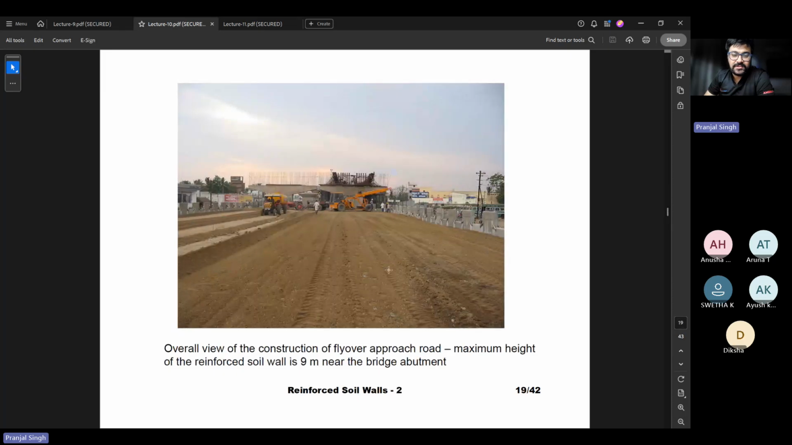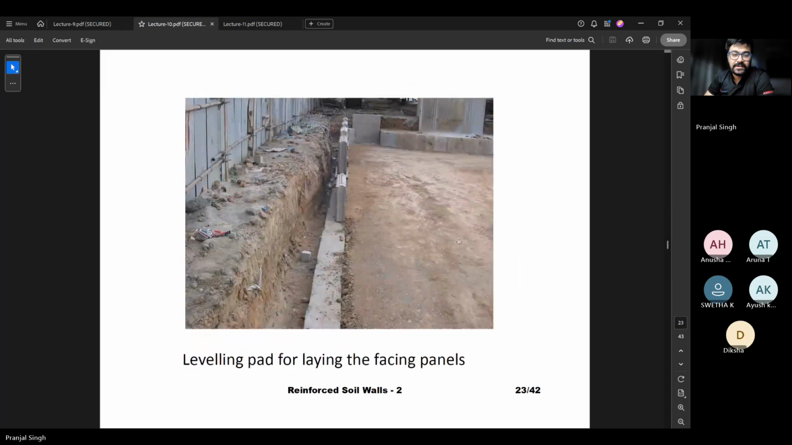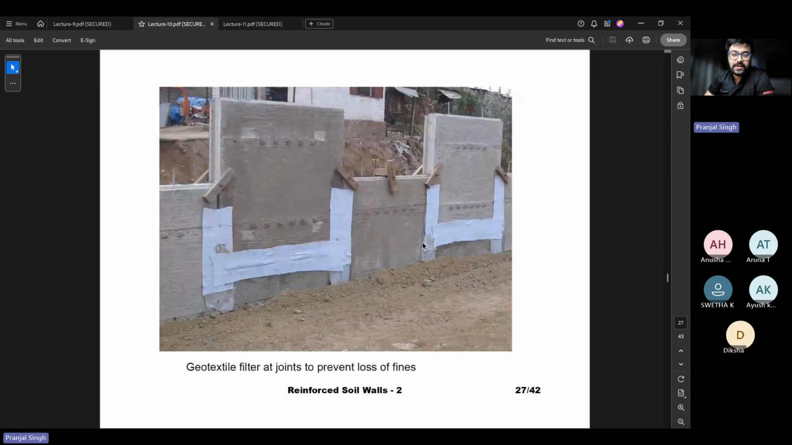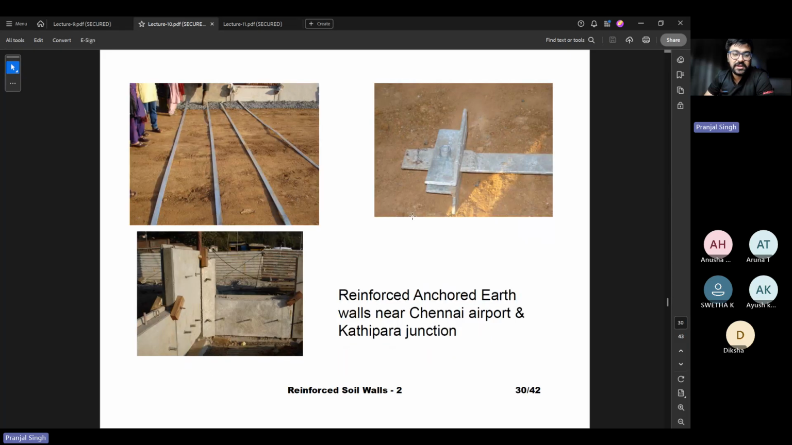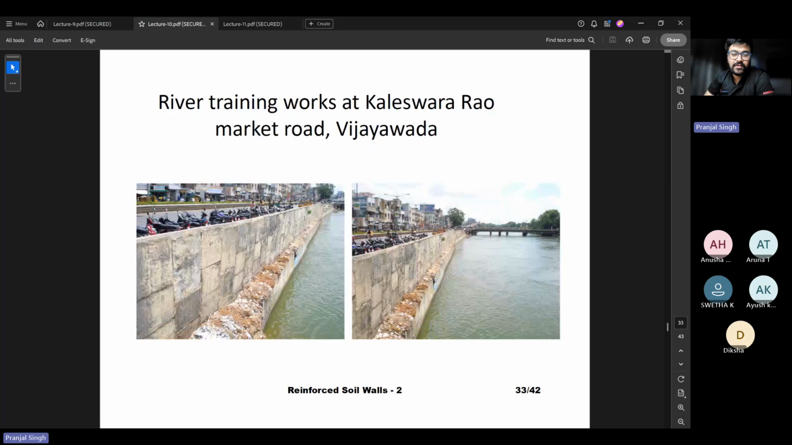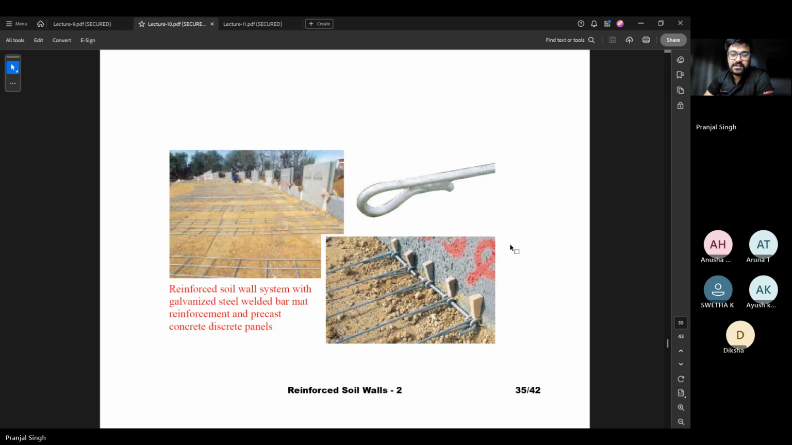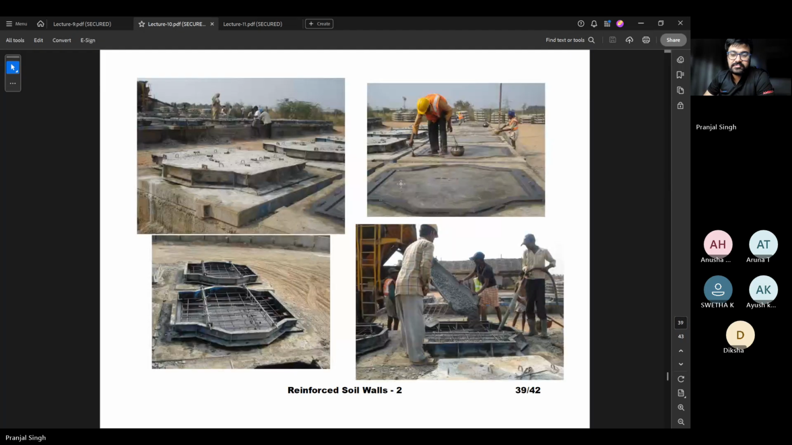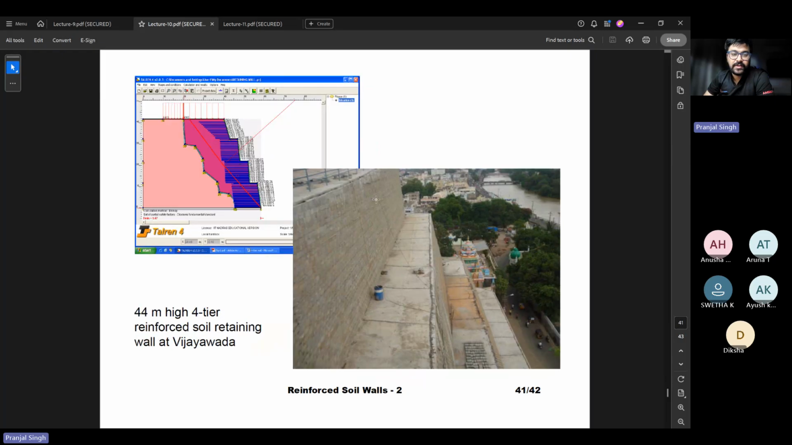I'll just brush up very quickly. These are segments, the connection between segments, the casting of reinforcements, geotextile to prevent fines, bulging, strips, gabion walls. This is river training works, and just a bit of construction methodology, some examples.